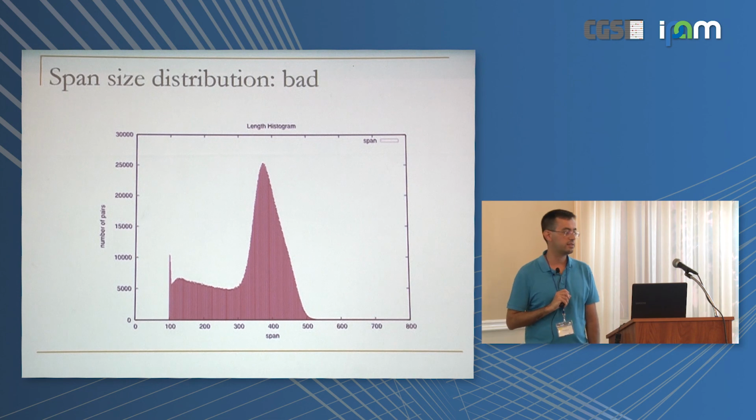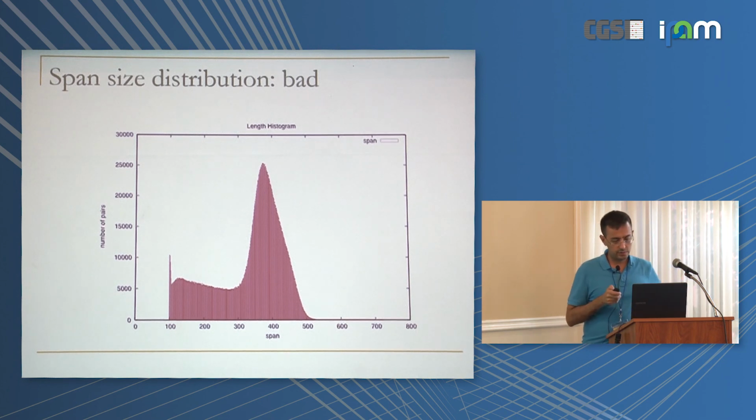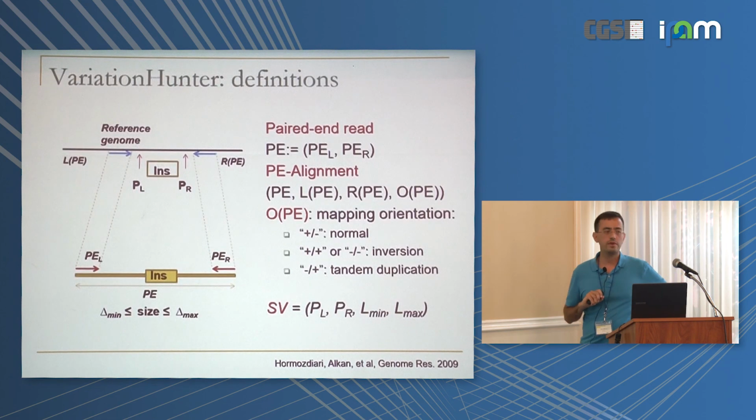Sometimes we get span size distributions like this, and sometimes even worse. Sometimes we even have bimodal distributions. Since we are running out of time, I'll just skip those very quickly.